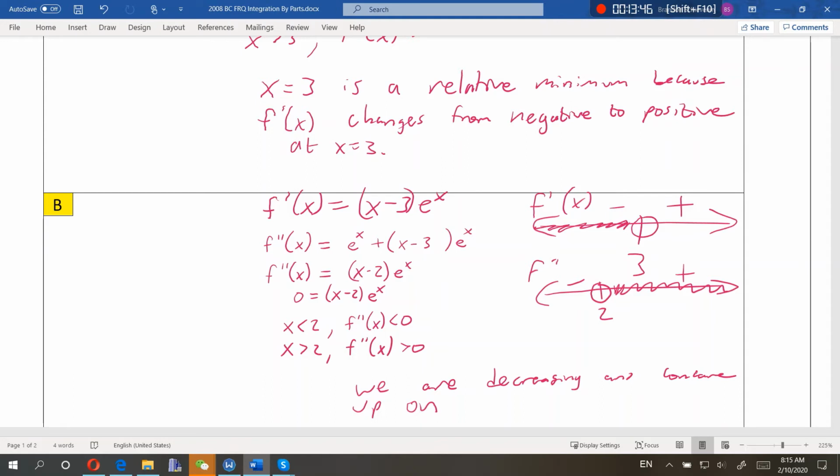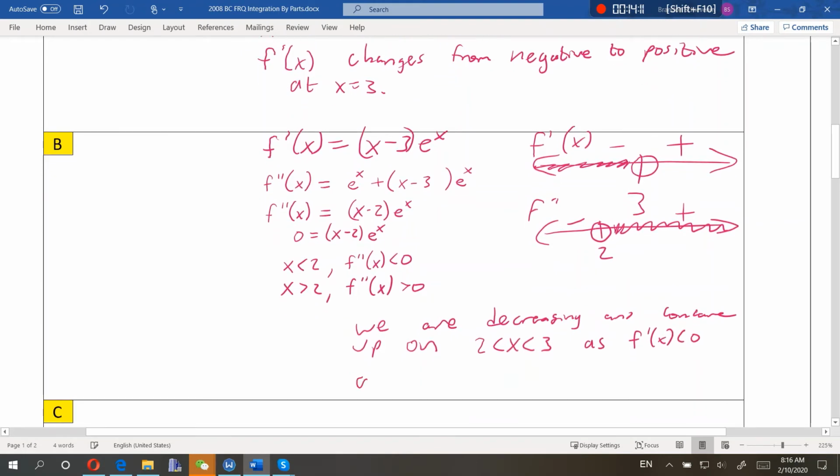I need an interval. 2 to 3, isn't it? 2 to 3. Okay, so that's 2 is less than x is less than 3, as f prime x is negative, less than 0, and f double prime x is positive.